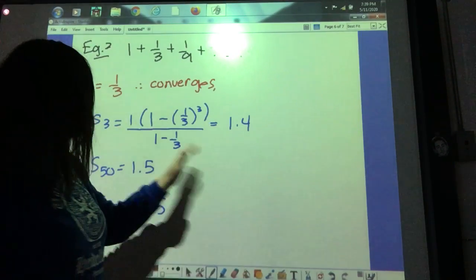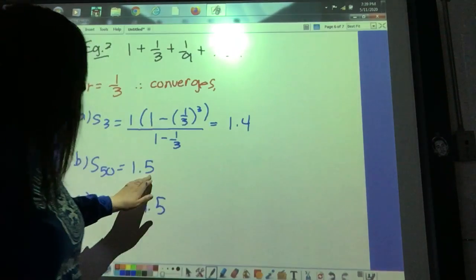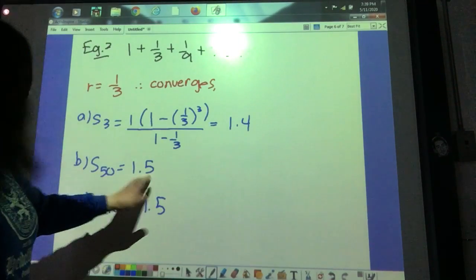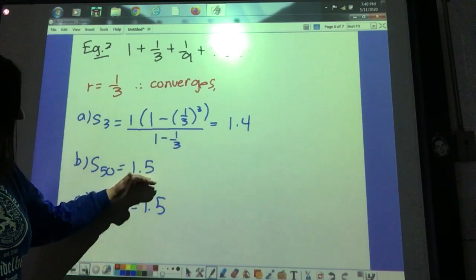So even though I'm adding 47 terms, those 47 terms are so small that they barely have an effect on the overall sum. But look at this part. What if we do sum to 100? So we're going to add 50 more terms to it. Well, it hasn't changed at all.